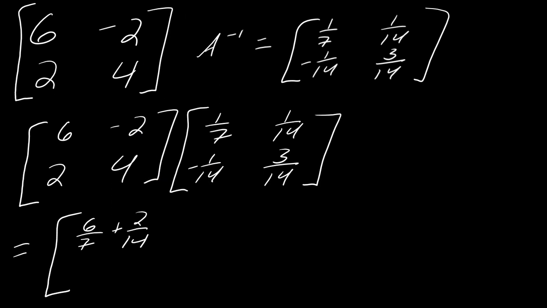And then let's see, I'm going to have 6/14 minus 6/14. So this row times this column, okay. And then let's see, this row times this column. So that's going to give me 2/7 minus 4/14.